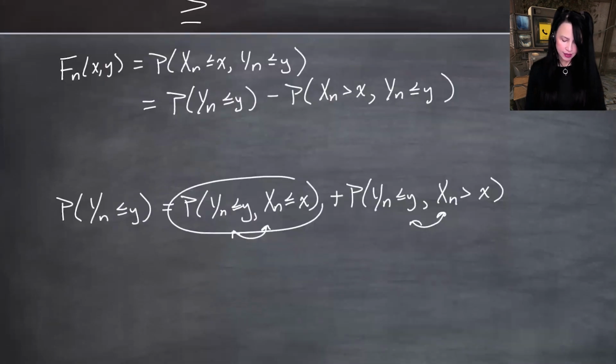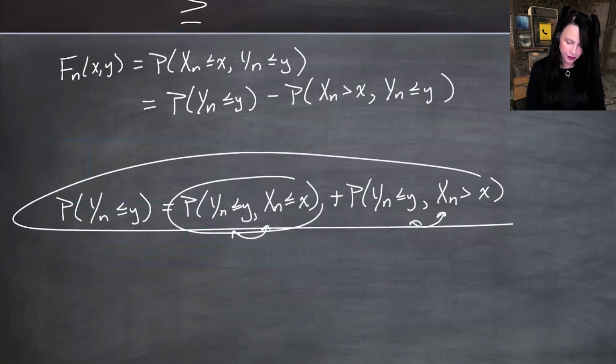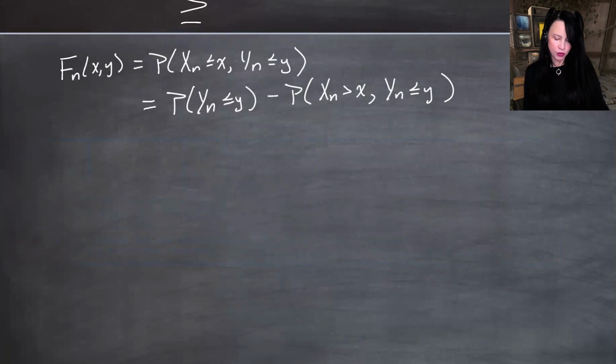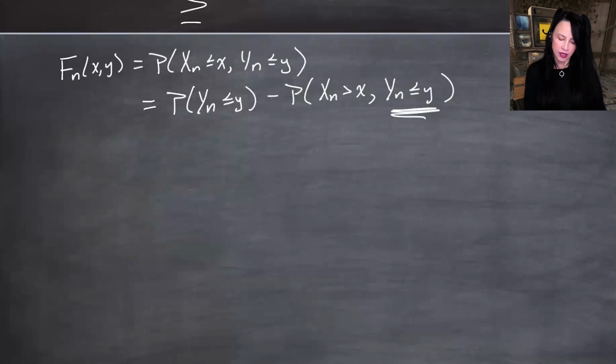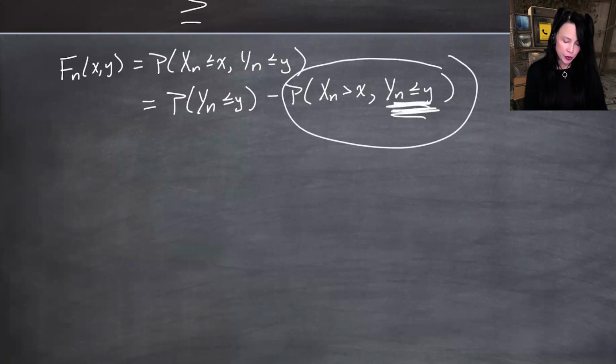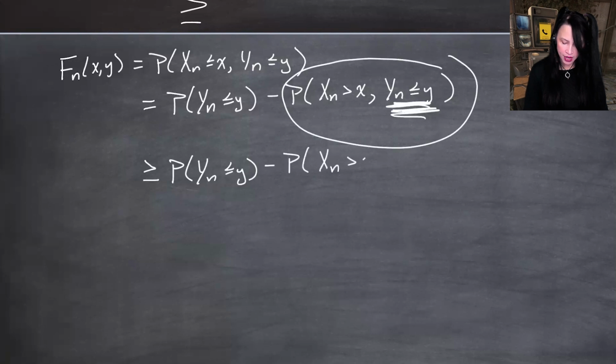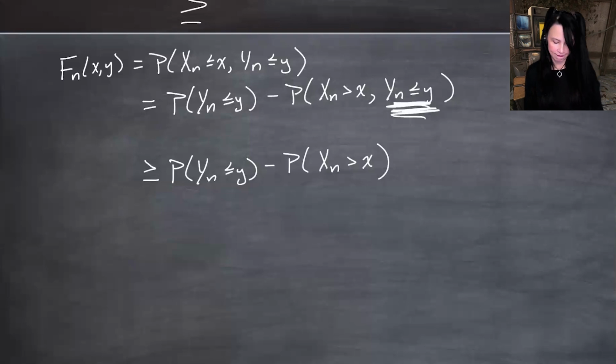So I'm going to erase this fun fact just to make it a little cleaner here and go back up to where we were. I am going to drop this guy. If I drop this out of this probability, I look at something that has a larger probability, but I'm subtracting it. So overall, this next line is going to be smaller than the line above. This is what I have here, greater than or equal to the probability that Y_n is less than or equal to y minus the probability that X_n is greater than x. This is kind of what I want to see, right? I want to take the limit of this and say it's greater than or equal to the limit of this. And I kind of want this to go away.